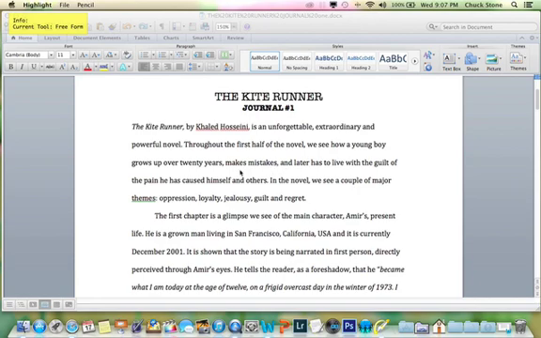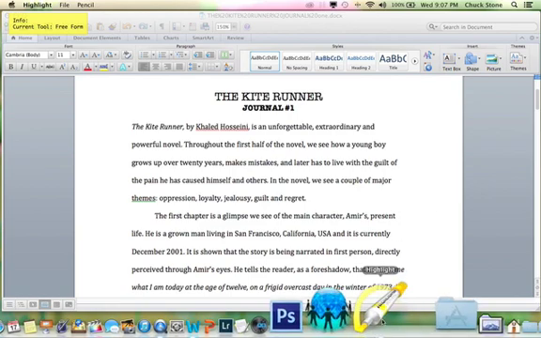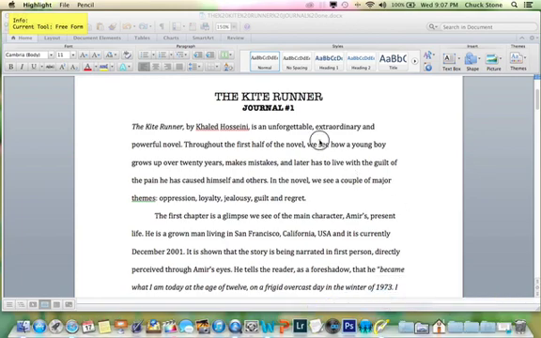The Kite Runner by Khaled Hosseini is an unforgettable, extraordinary, and powerful novel. Throughout the first half of the novel, we see how a young boy grows up over 20 years, makes mistakes, and later has to live with the guilt of the pain he causes himself and others. In the novel, we see a couple of major themes: oppression, loyalty, jealousy, guilt, and regret. It's a good start. Now, I did say to you that I wanted you to avoid using first and second person in formal writing, but at this point it's okay, because I said it was all right to use an informal tone of writing in a journal setting. So "we" here and down here is okay to use, but in the formal essay itself, you cannot use I, me, we, you, ours, us, and so on, unless it's in a quotation.